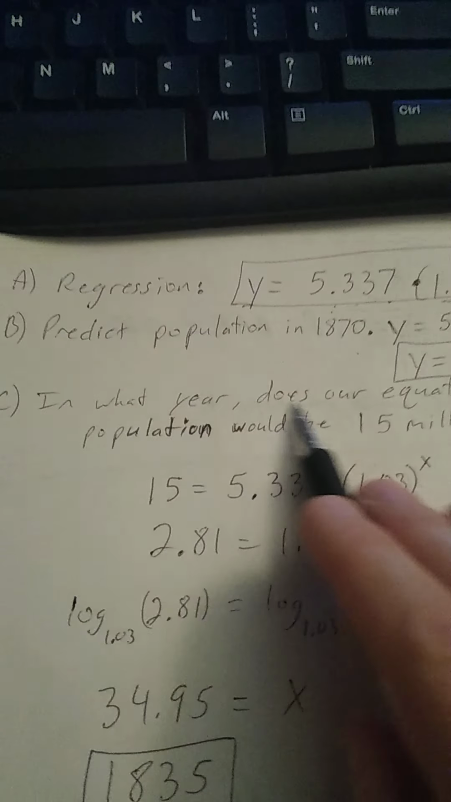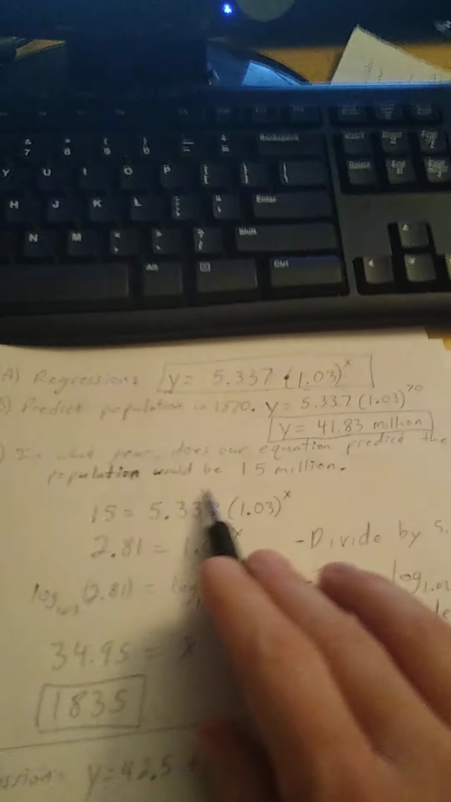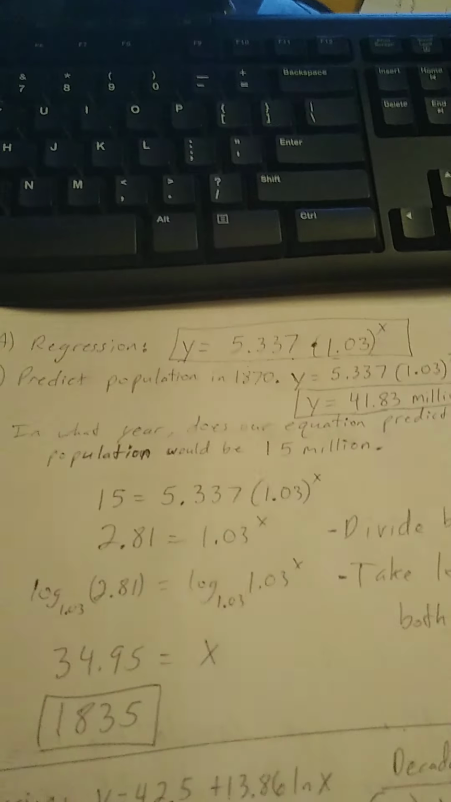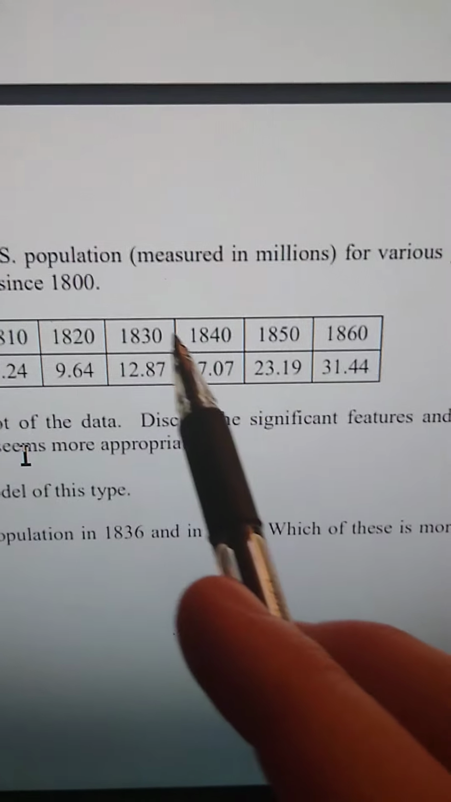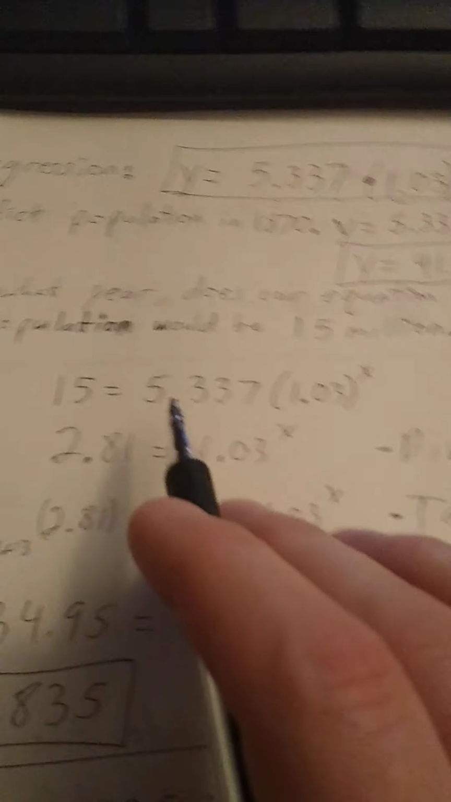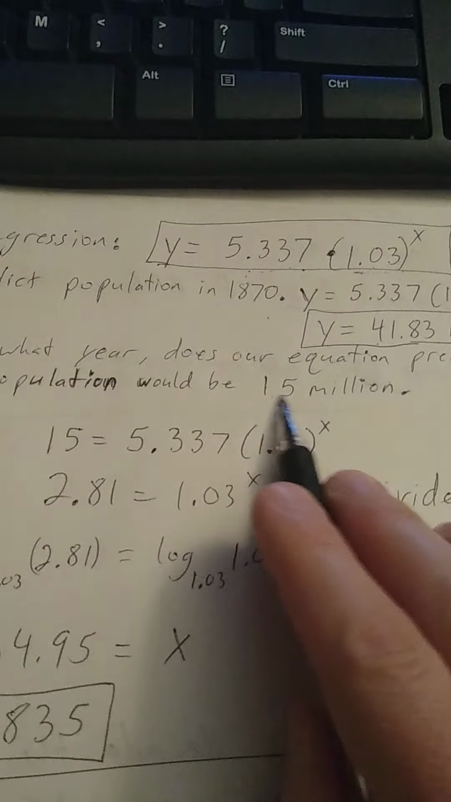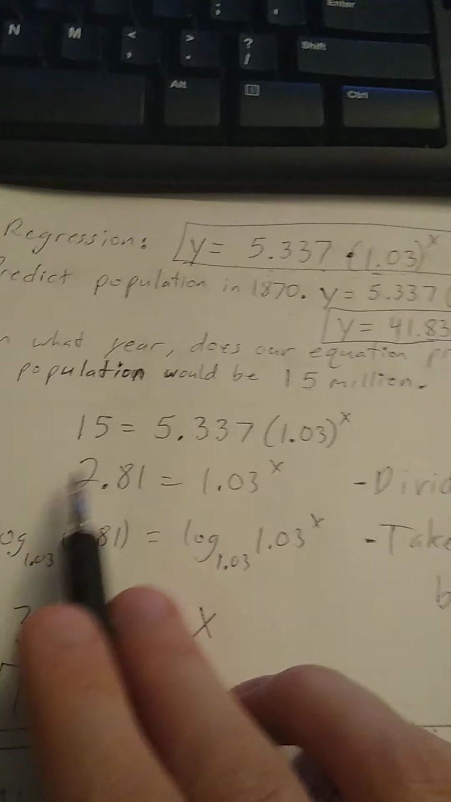In C, it says, in what year does our equation predict the population would be 15 million? So when is it going to reach 15 million? And I can estimate where that's going to fall, somewhere in here, but specifically what year. And this is going to be fairly accurate because we're inside of this range of values. But the key is that I'm asking for the population to be 15 million. Well, that would be the Y value. So we're going to plug 15 in for Y, and we're going to solve this equation.